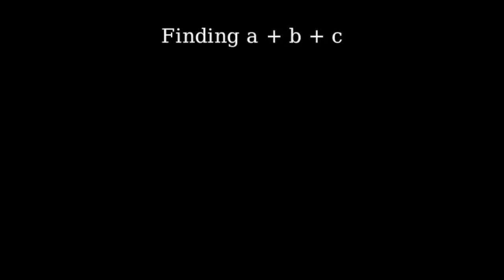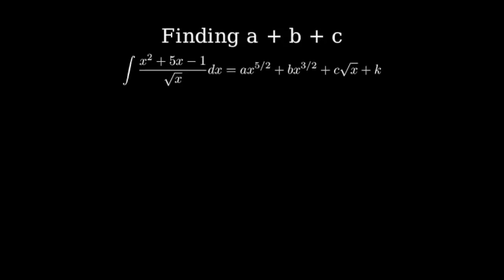Let's solve this integral problem step by step. We need to find what a plus b plus c equals when the integral of x squared plus 5x minus 1 over square root of x equals ax to the 5 halves plus bx to the 3 halves plus c times square root of x plus k.